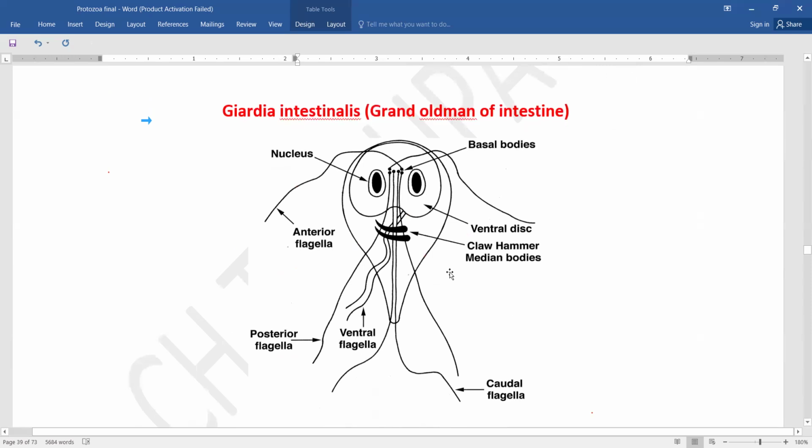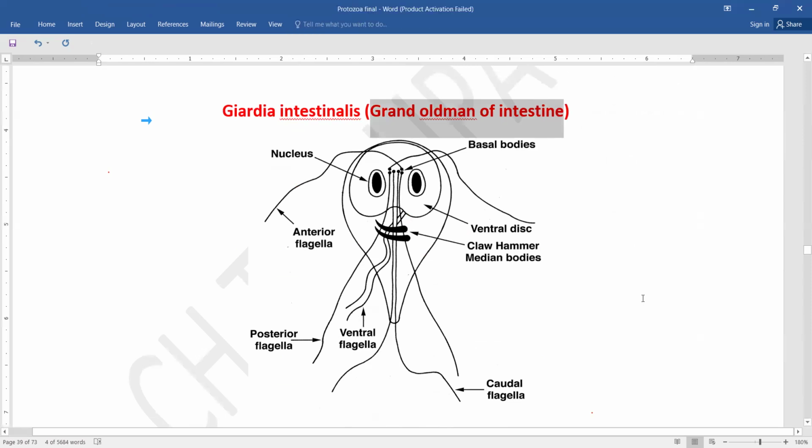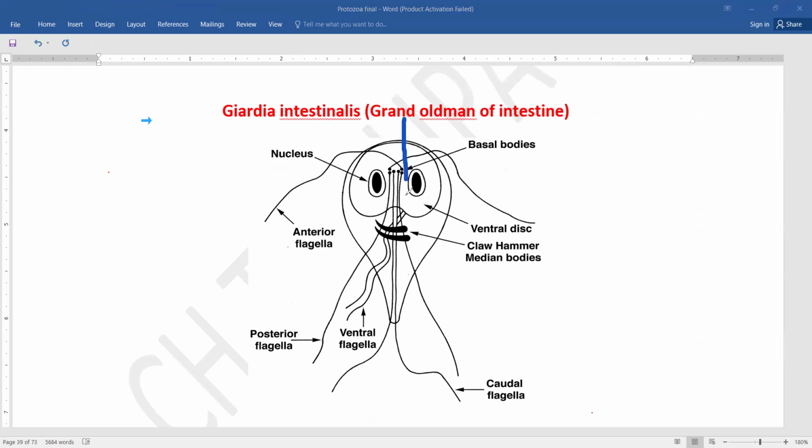And finally, the last parasite is Giardia intestinalis. So its common name is grand old man of intestine. If you observe the structure, it is the only protozoan that exhibits bilateral symmetry. Okay, exactly, we can divide it into two equal halves in the longitudinal plane. So that is Giardia intestinalis. It is an intestinal parasite. Okay, so its common name is grand old man of intestine. Giardia lamblia is another species that we can also call the grand old man of intestine. Anyway, it is a binucleate organism.